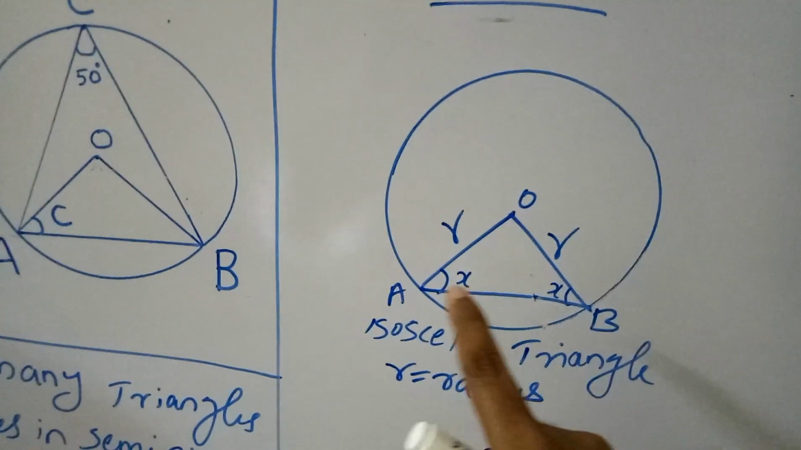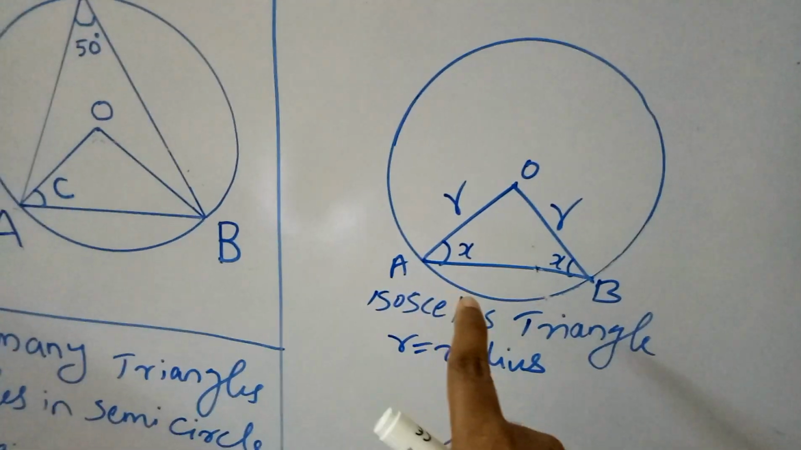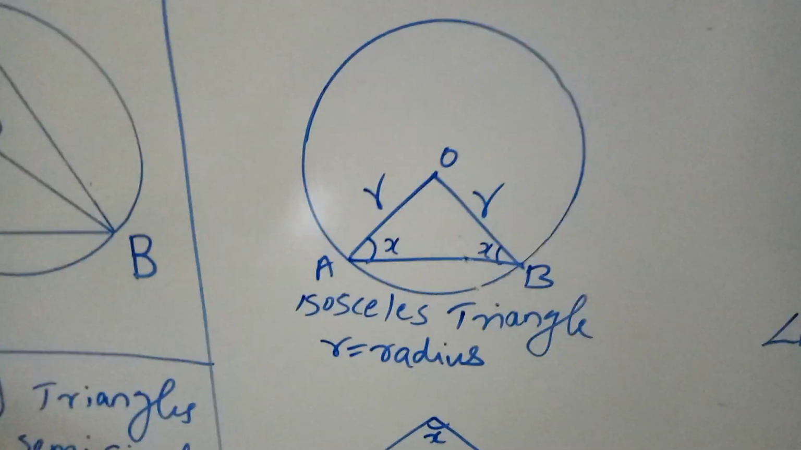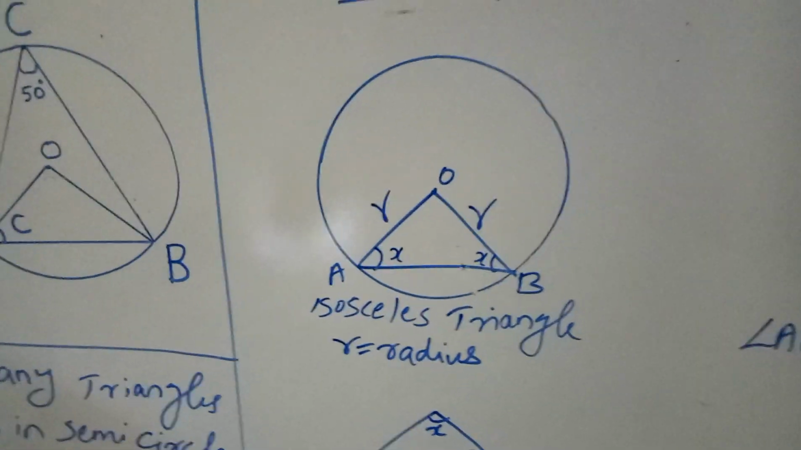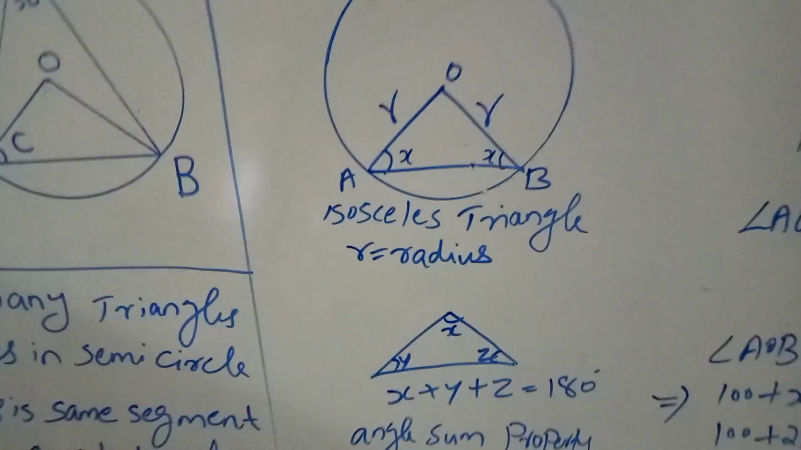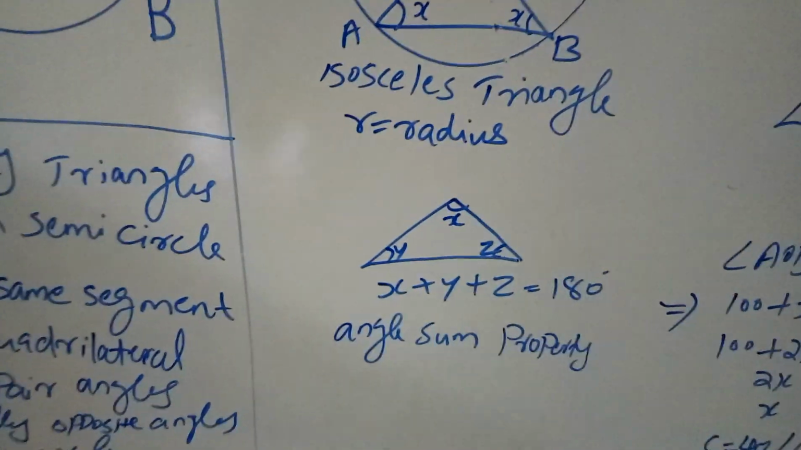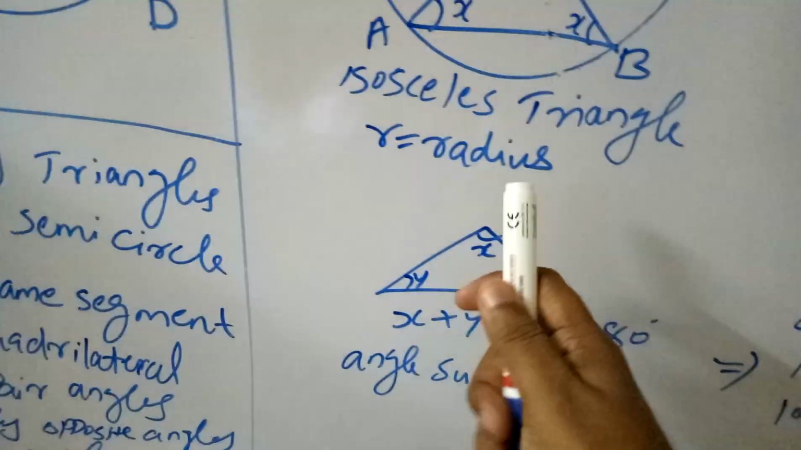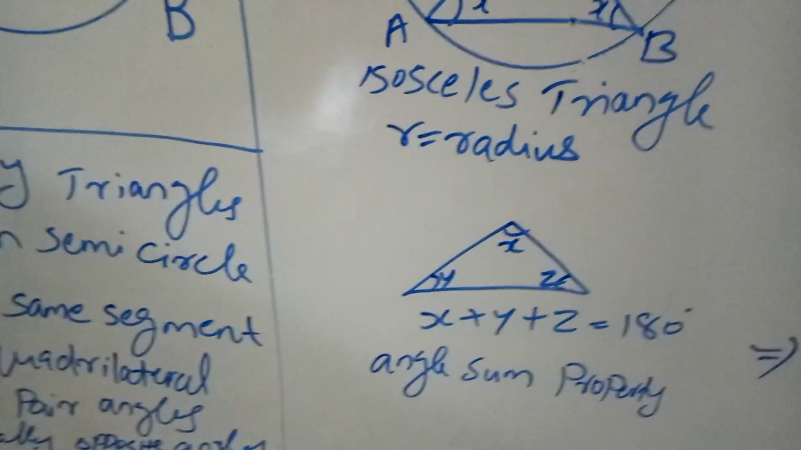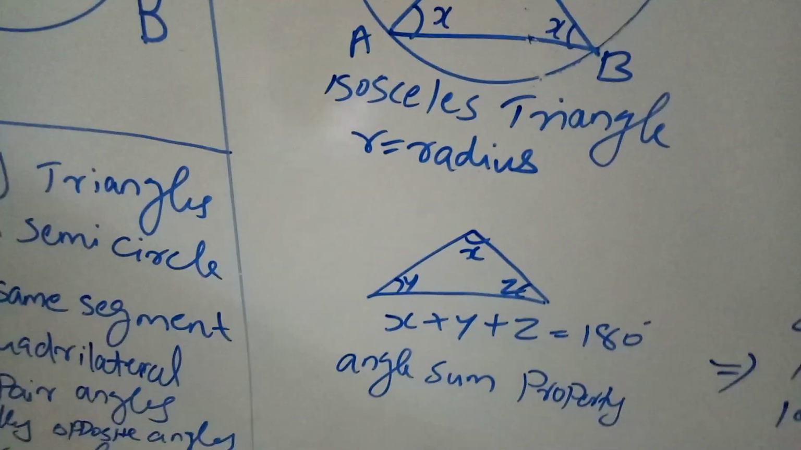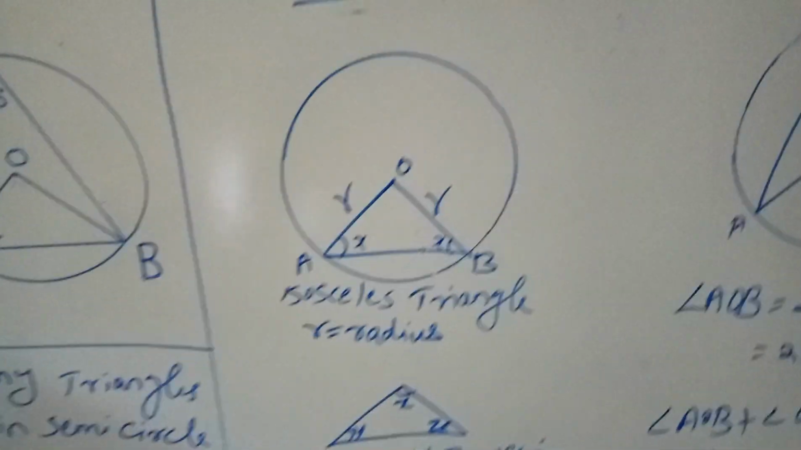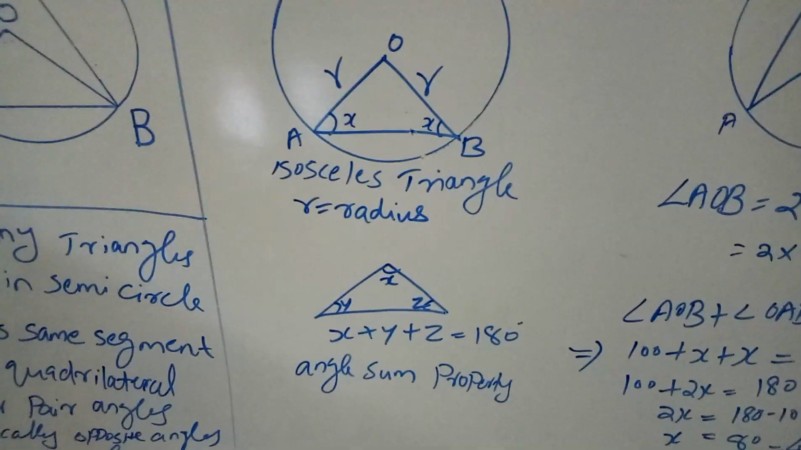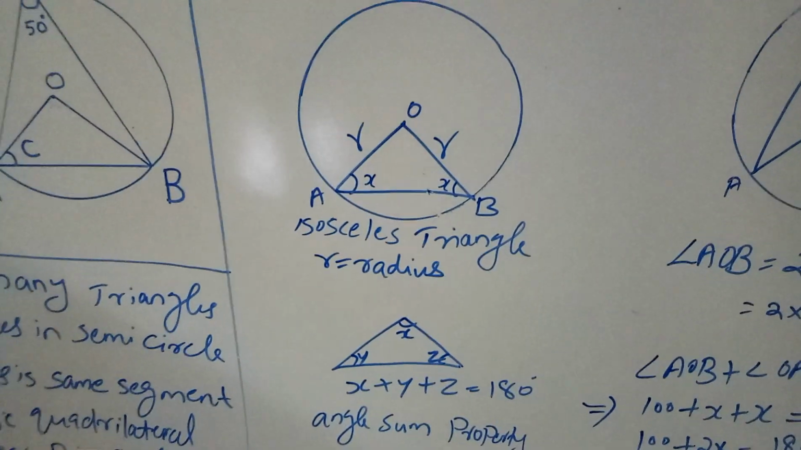So angle OAB, x, and angle OBA are equal. So that is one property. Then what is another property? Angle sum property. The angle sum property is that the sum of the angles of a triangle is 180 degrees. So you need to think about these two properties of this triangle.